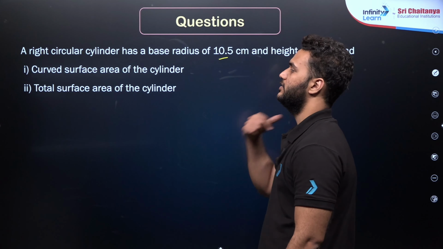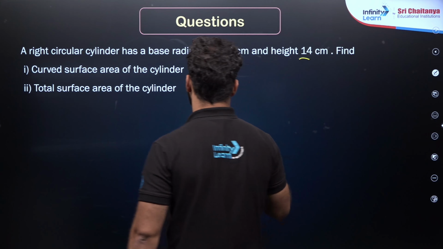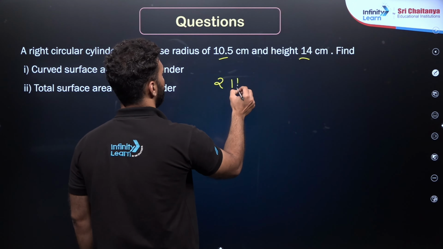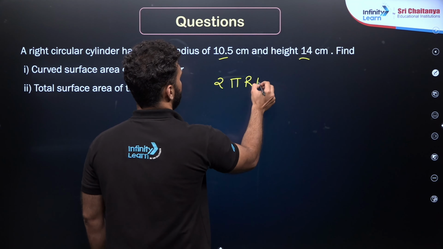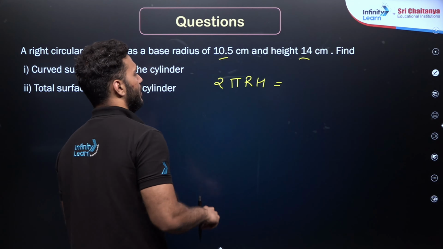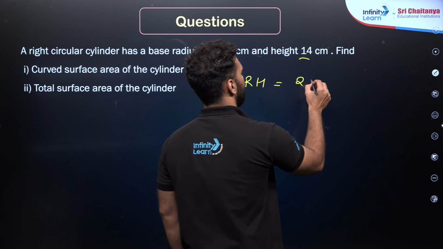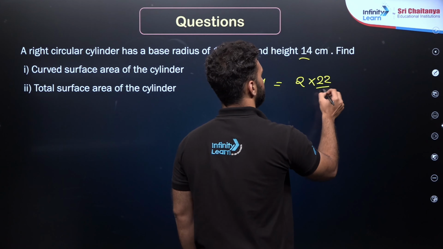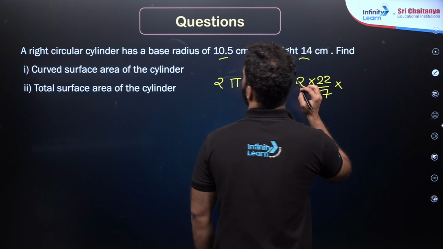Curved surface area of a cylinder. What is the curved surface area of a cylinder? Pi r, 2 pi r square h, or 2 pi r h? 2 pi r h. Let's put the value. 2 into pi into r. What is the radius?